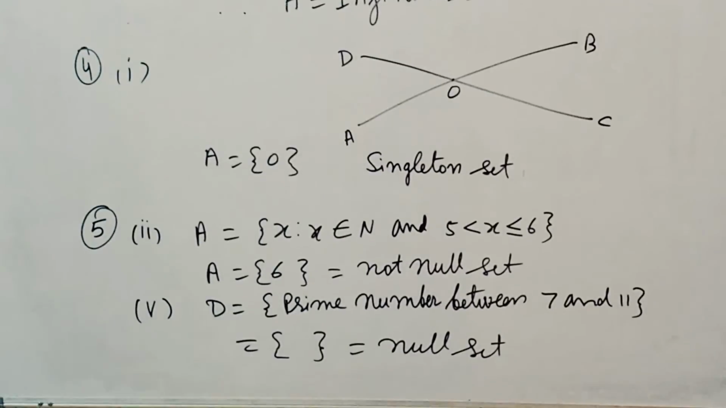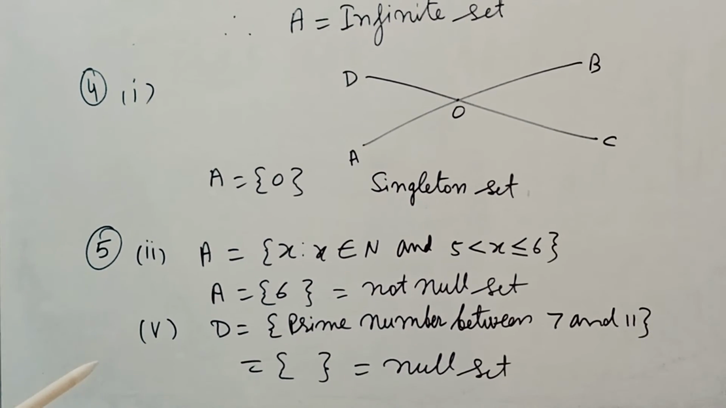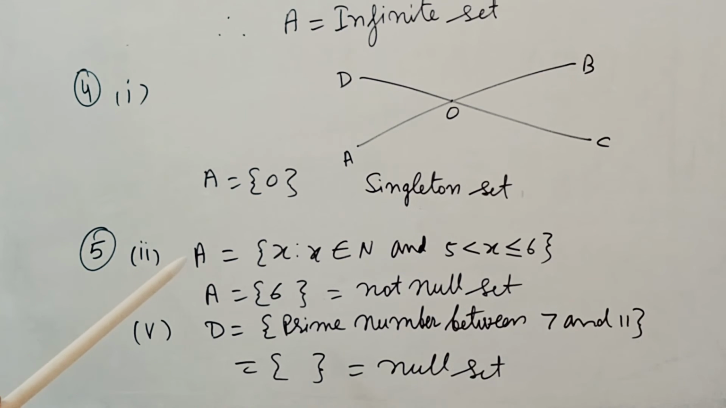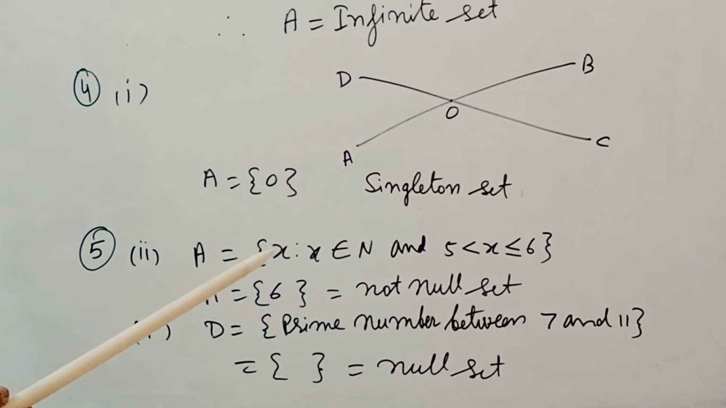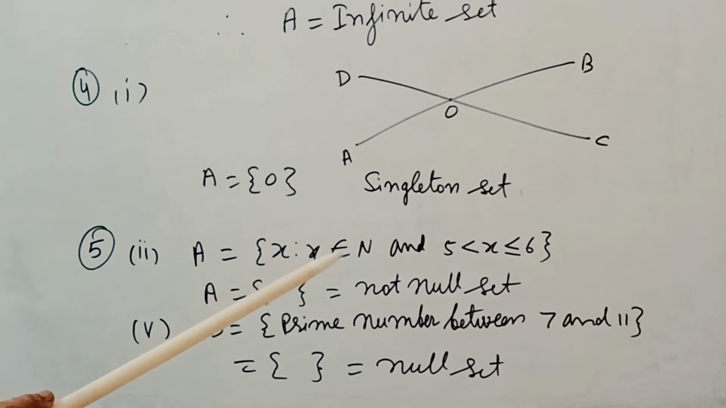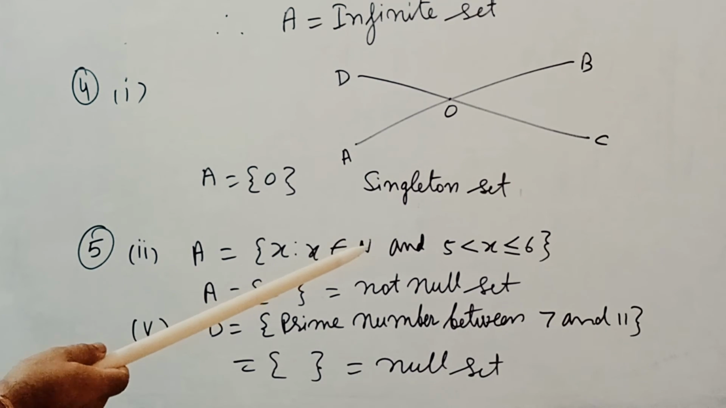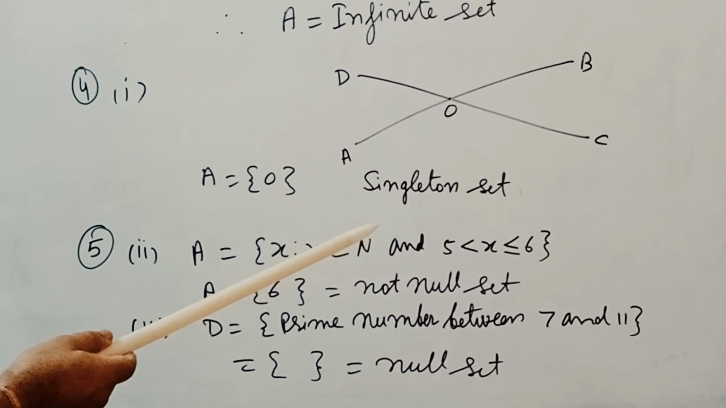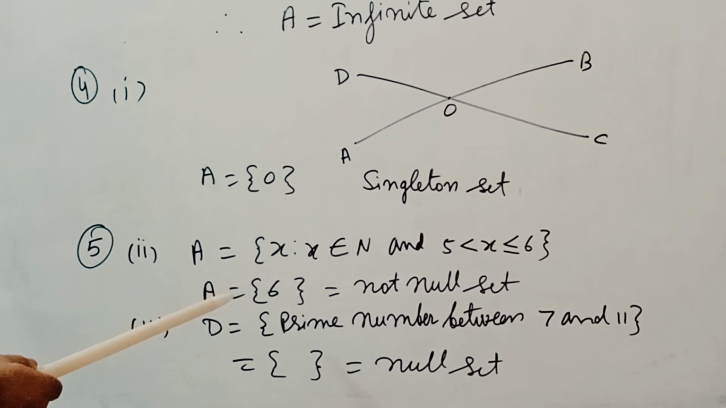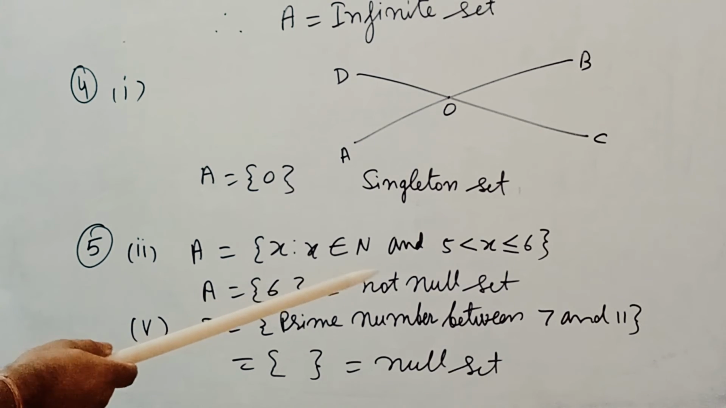Now I am taking question number 5, second part, in which we have to find the null set. Here given x, where x belongs to N, and x is greater than 5 and less than or equal to 6. Here first prepare the set A equal to {6}, because x is greater than 5 and less than or equal to 6. That means x will be 6. So one element is there, so set A is not a null set.